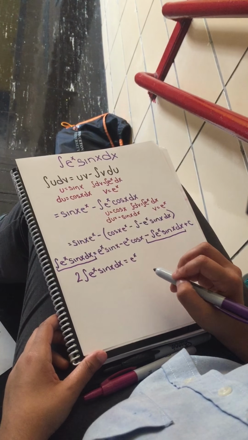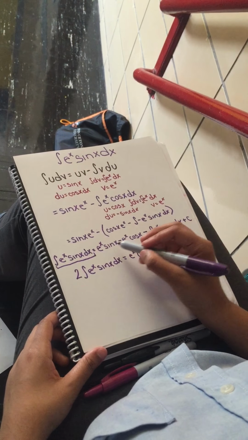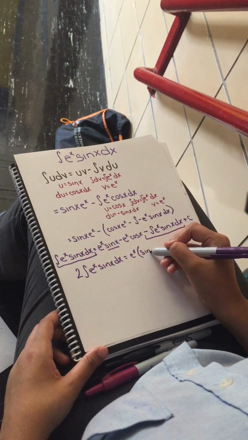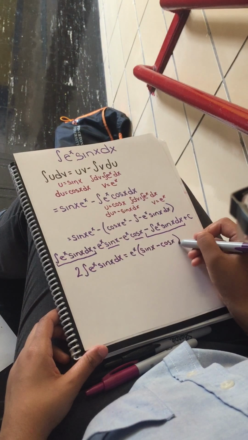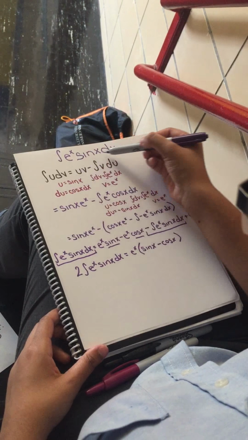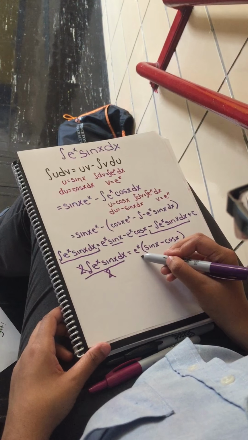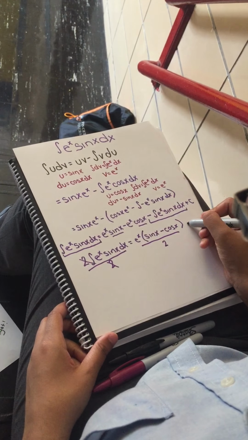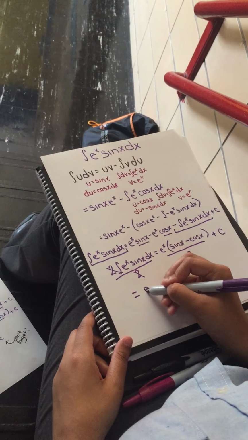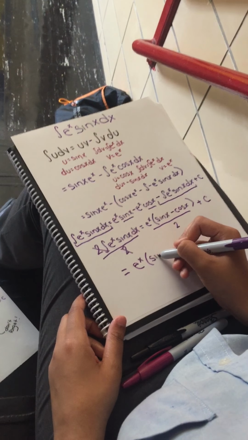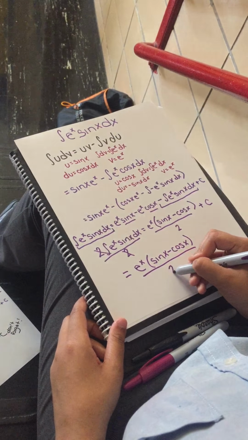Okay, I also did 2 steps at once. You get e to the x, and what I did was I factored that out, so you get e to the x times sine of x minus cosine of x. And you have to remember, this is what we're trying to solve for. So you divide by 2 on both sides. And don't forget your plus c. I do that a lot. And your final answer would be e to the x times sine of x minus cosine of x over 2 plus c.